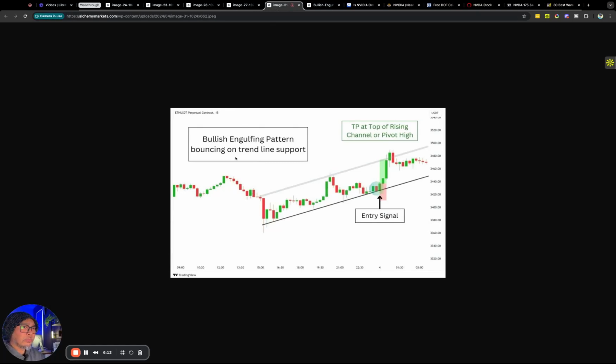Let me see the next one. So this is a bullish engulfing pattern that bounces off a trend line support. So if you do draw trend lines, you will see here, this is the trend line, and then you see this green bullish engulfing candle that covers the previous candle. So that is a signal that it may start to go up, especially when it bounces off a trend line, okay?